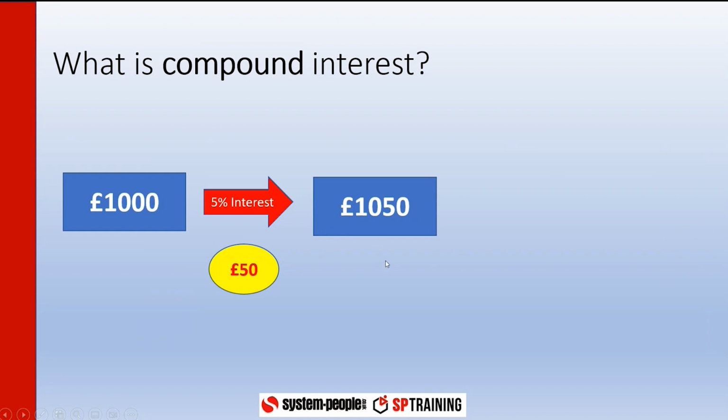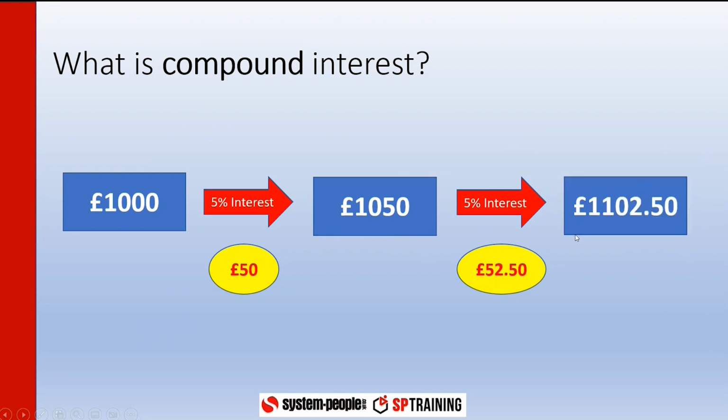With compound interest, we then work out 5% of that £1,050, which we work out as being £52.50, and we add that to the account. So with compound interest, the interest gets more every time because it's the percentage of what you've got in the account, and it accumulates. So we end up with £1,102.50 in the account after 2 years.